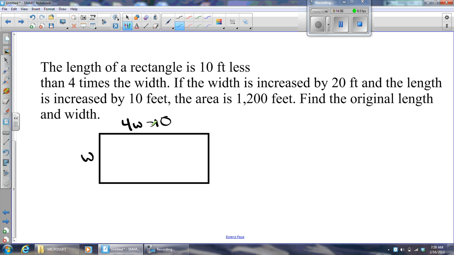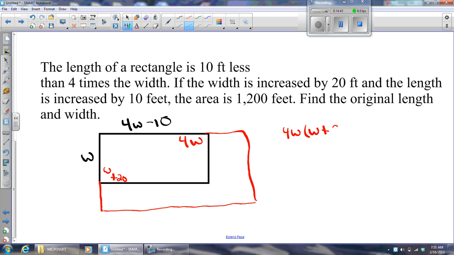Okay, if the width is increased by 20, so my new width becomes W plus 20, right? And then the length is also increased. So my new length just becomes 4W, because I'm adding 10 to that, right? So if I take 4W times W plus 20, the area is 1,200 feet.